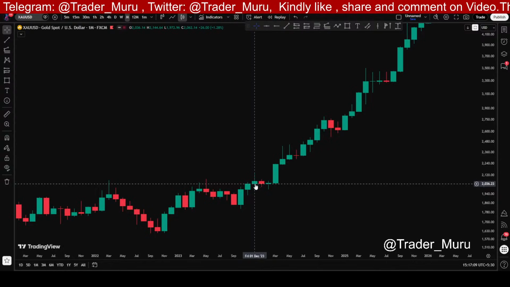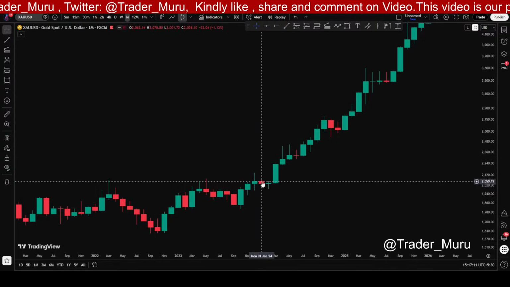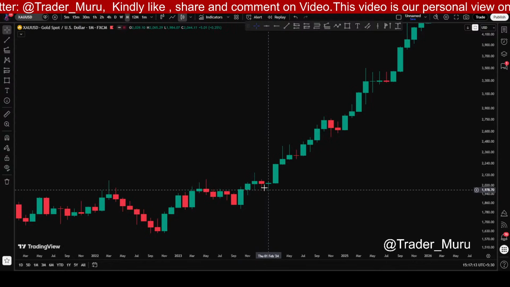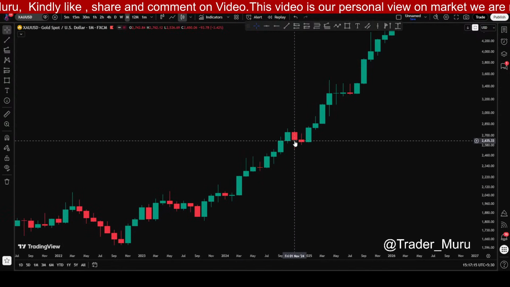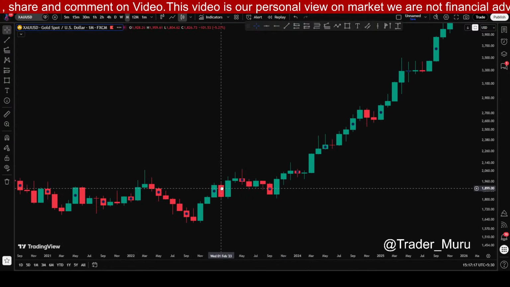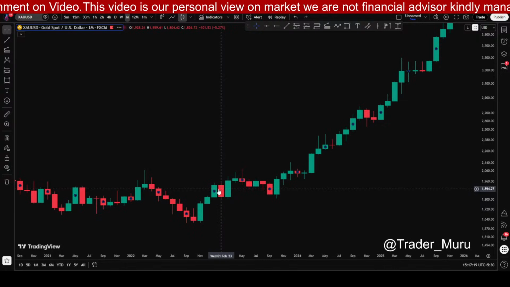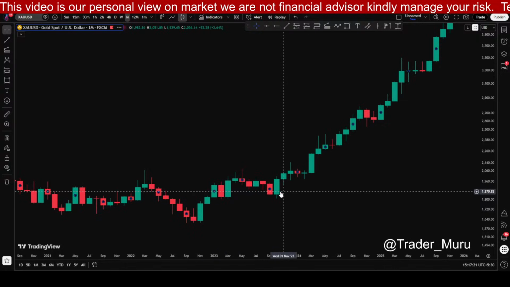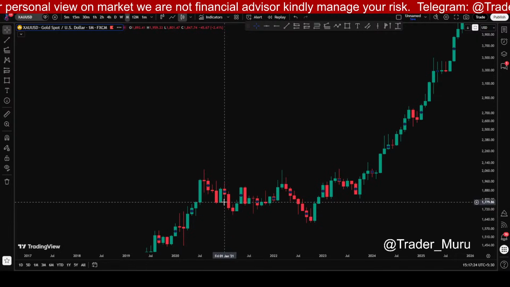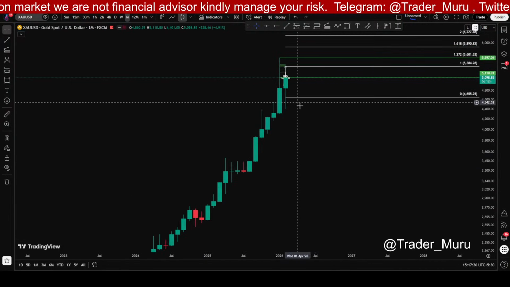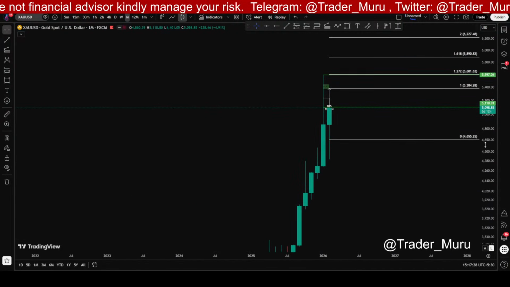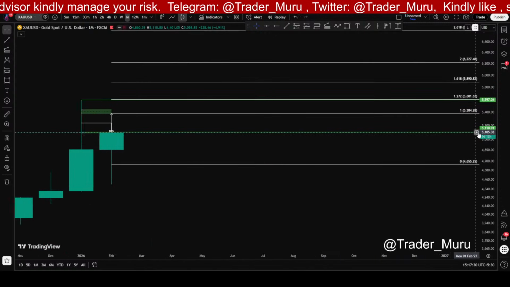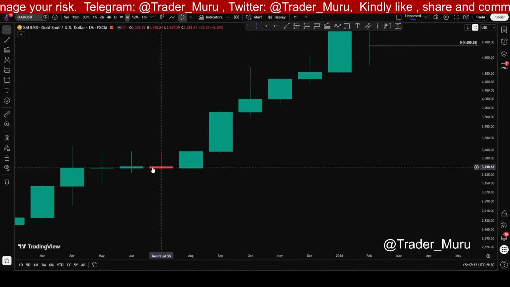This is September, November, December. This is January, February. Accumulation. See this area, January and February. Accumulation, then breakout. So in the first two or three months there will be an accumulation phase.